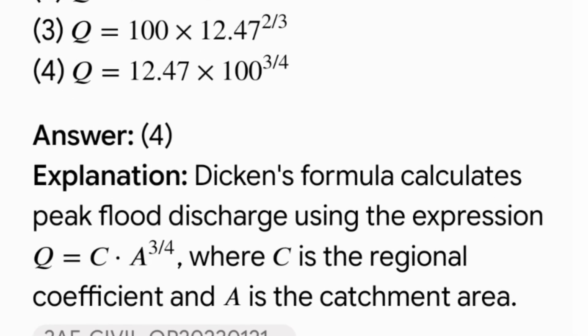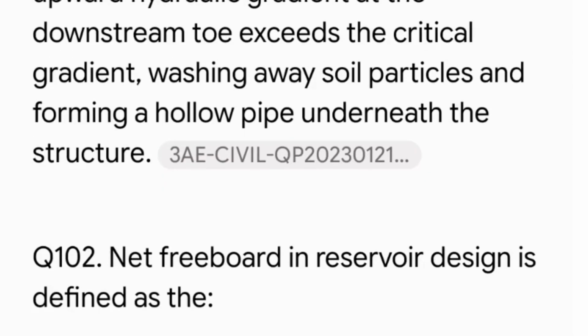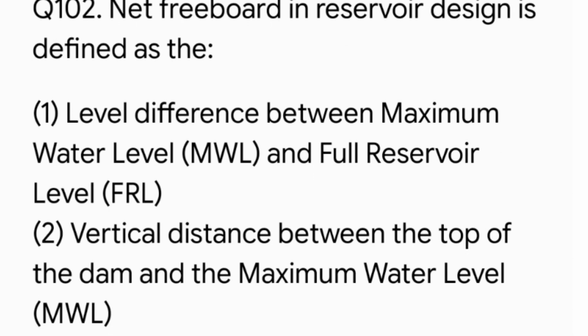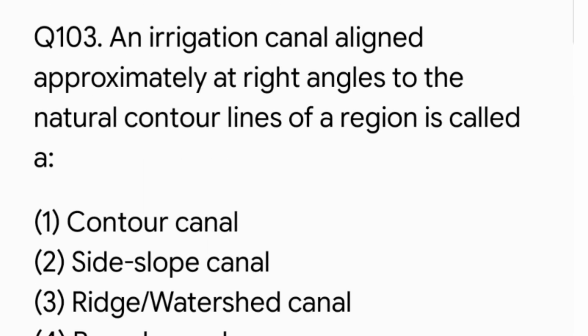Next question. The progressive undermining of a foundation material underneath a weir floor by percolating water is called. Correct answer piping. Next question. Net freeboard in reservoir design is defined as. Correct answer option 2. Vertical distance between the top of a dam and the maximum water level. Next question. An irrigation canal aligned approximately at right angles to the natural contour lines of a region is called. Correct answer option 2. Side slope canal.